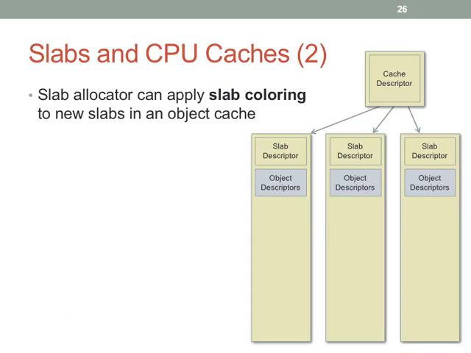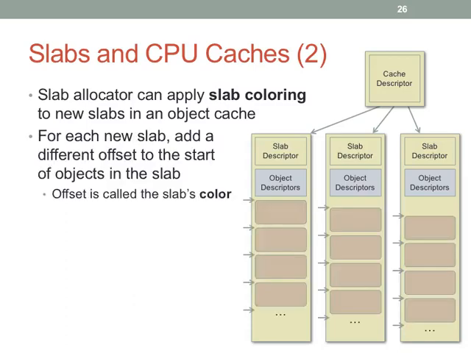This slab's color is 0. This slab's color is 8. This slab's color is 16. And that causes all the objects to be shifted slightly within the slab. Okay? So we do something like this. Remember that since we're trying to fit a fixed size object into a fixed size slab, and the two numbers may not be evenly divisible, we may have some space left over at the end. So instead of having all that space at the end of the slab, why not move a little bit to the front and offset those pointers? Okay, and so you can end up with something that's a lot more cache friendly.